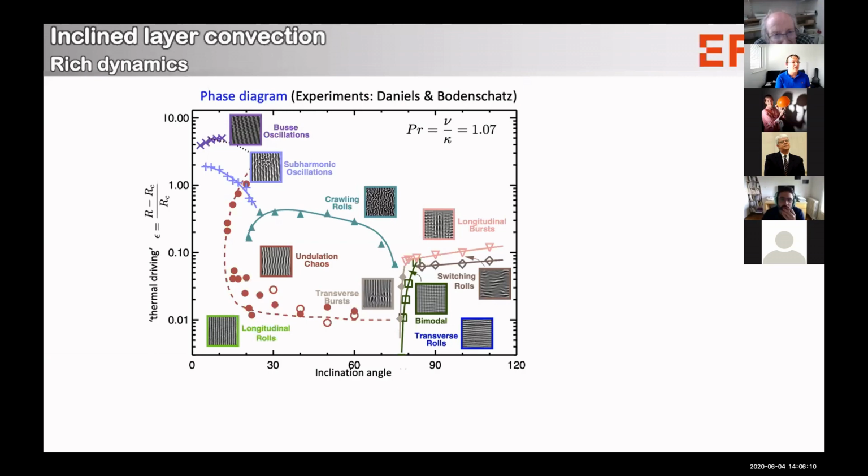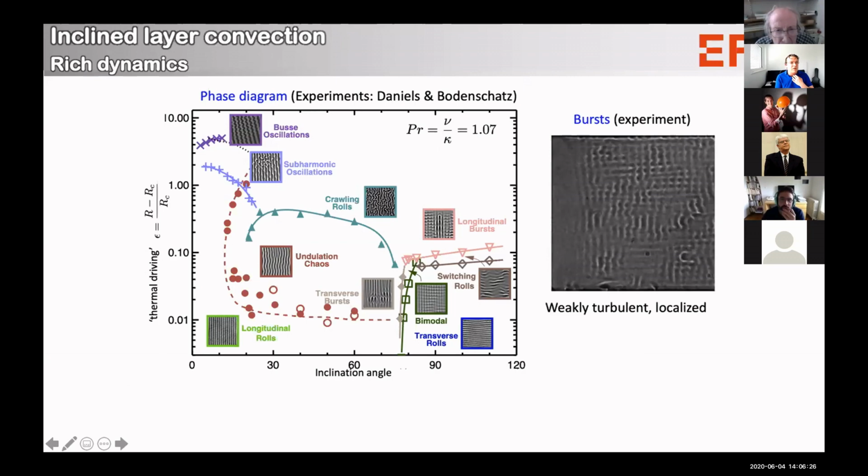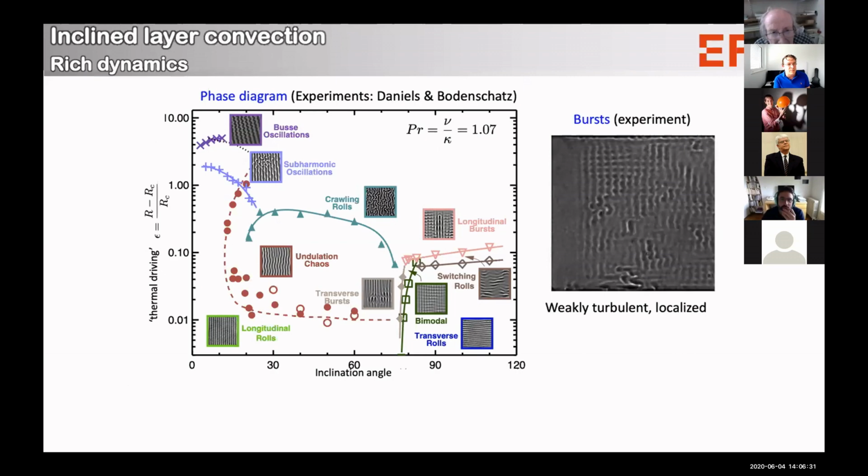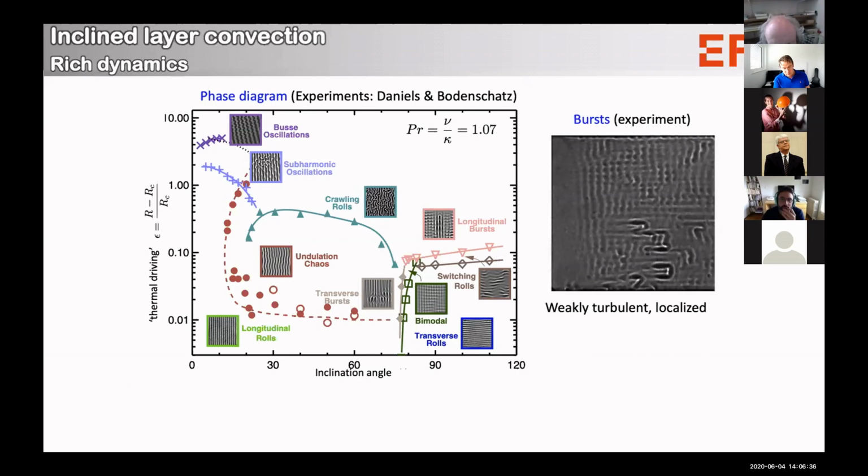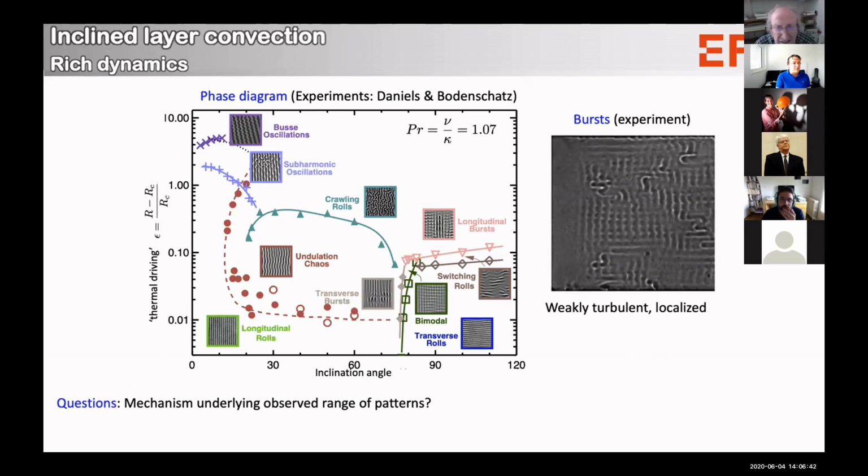This is a fixed Prandtl number there. And I show you simply a phase diagram where on one axis you have a measure of the thermal driving, and here you have the inclination angle, and you see tons of different patterns that emerge. Here's an example. We're looking at it from the top, where you have a semi-regular background, and on this background you have these bursting events which are localized in space and localized in time. So the obvious question now is, can we understand the mechanisms underlying these patterns?